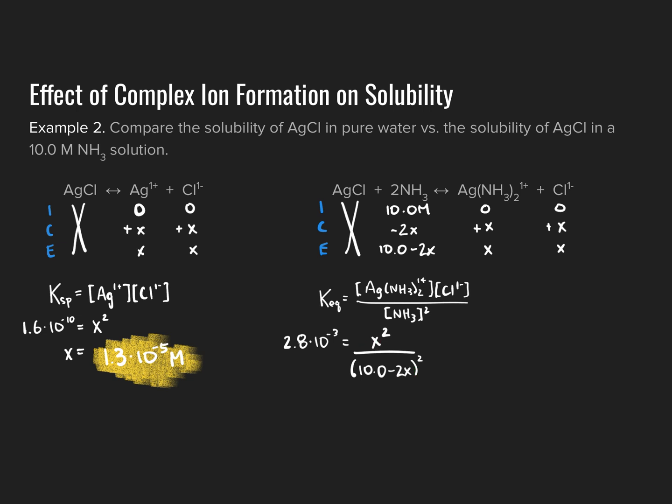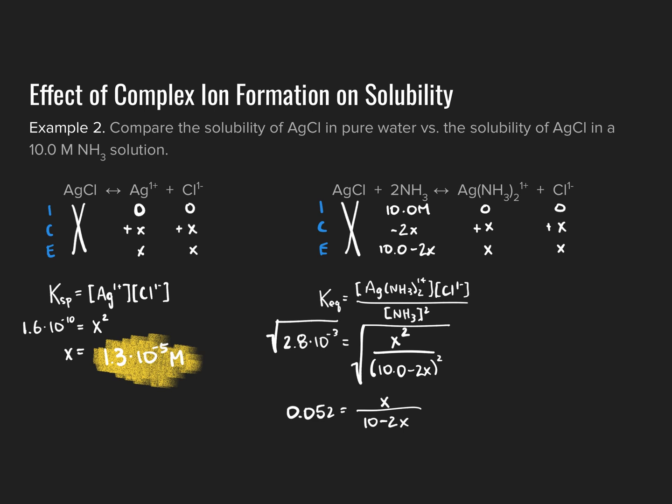And as such, I'm going to simplify my calculation by simply square rooting both sides of my equation. On the left side, I get the square root of 2.8 times 10 to the negative third, which is equal to, on the right side, the square root of the quantity X squared over 10 minus 2X squared. Simplifying that down, I find that the square root of 2.8 times 10 to the negative third is approximately equal to 0.052. And on the right-hand side, the square root of a square is just the initial thing you started with. So the square root of X squared is X, divided by the square root of 10 minus 2X quantity squared, which would just give me 10 minus 2X.